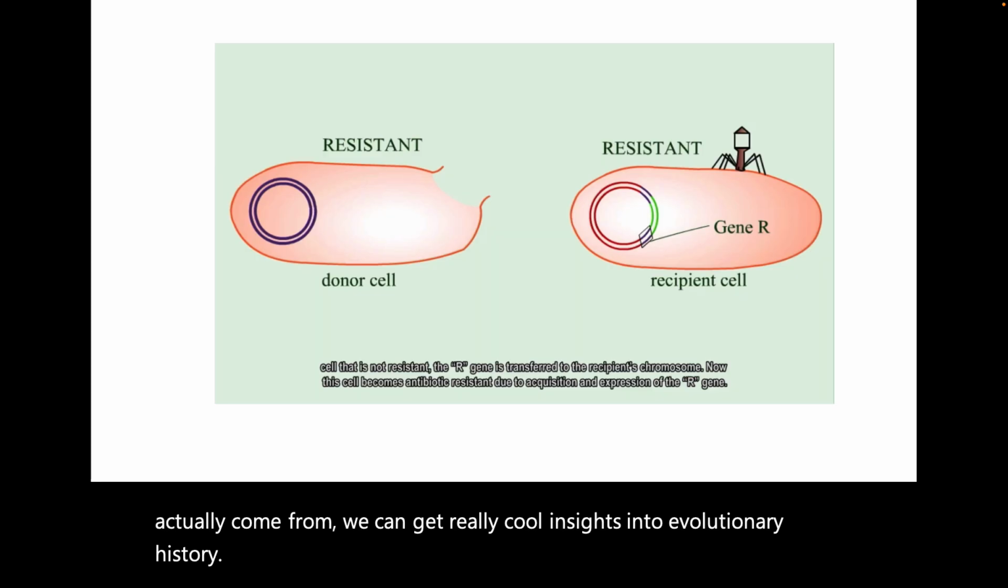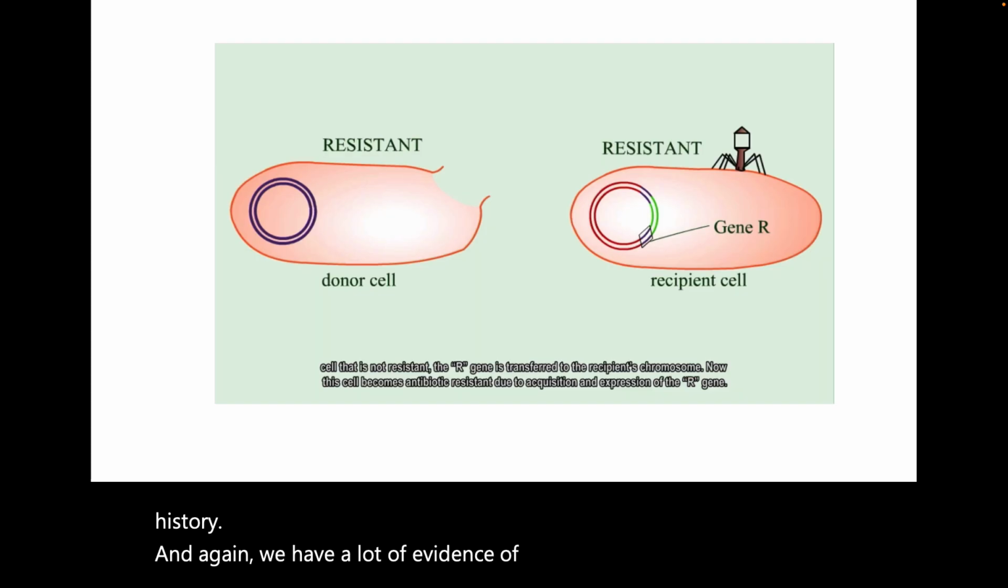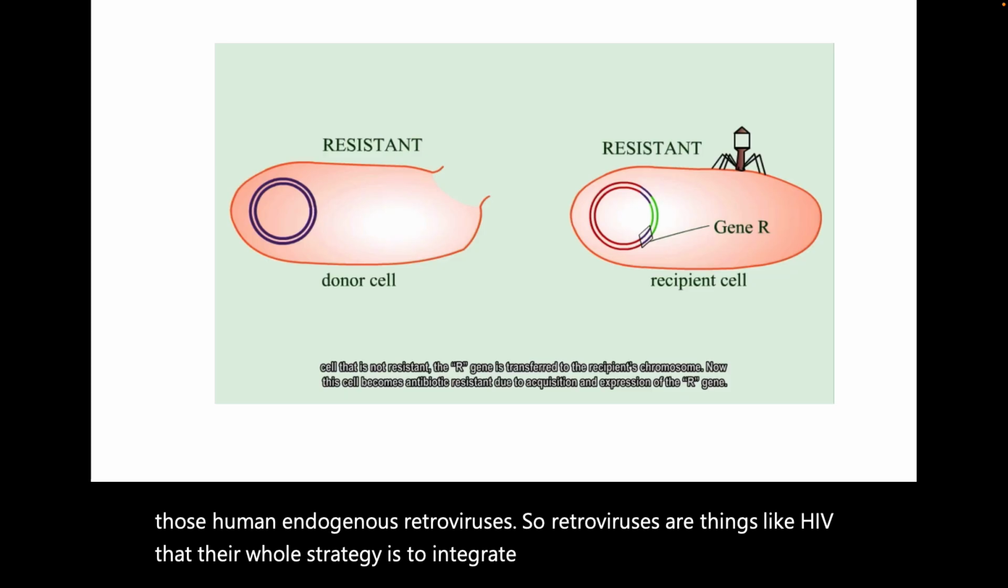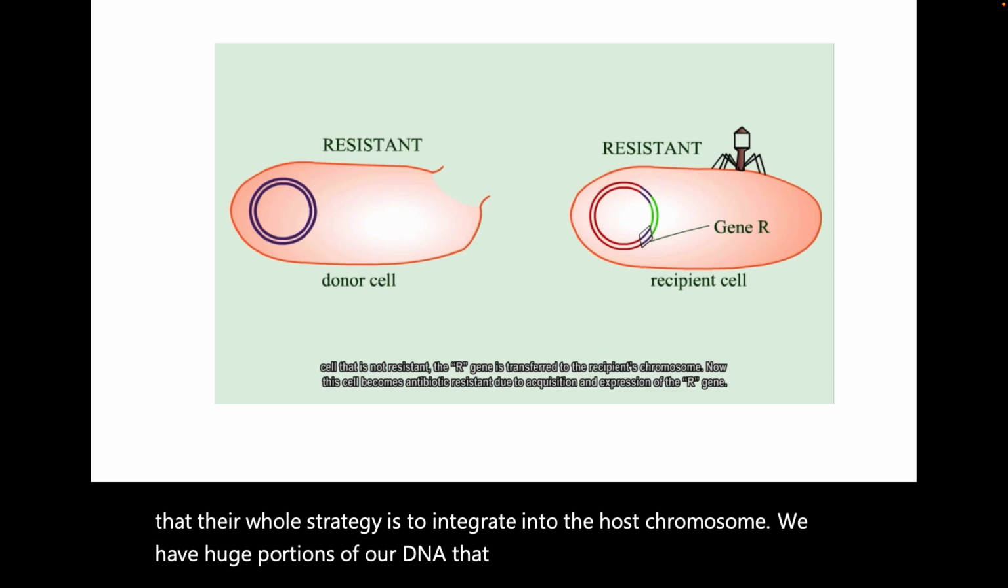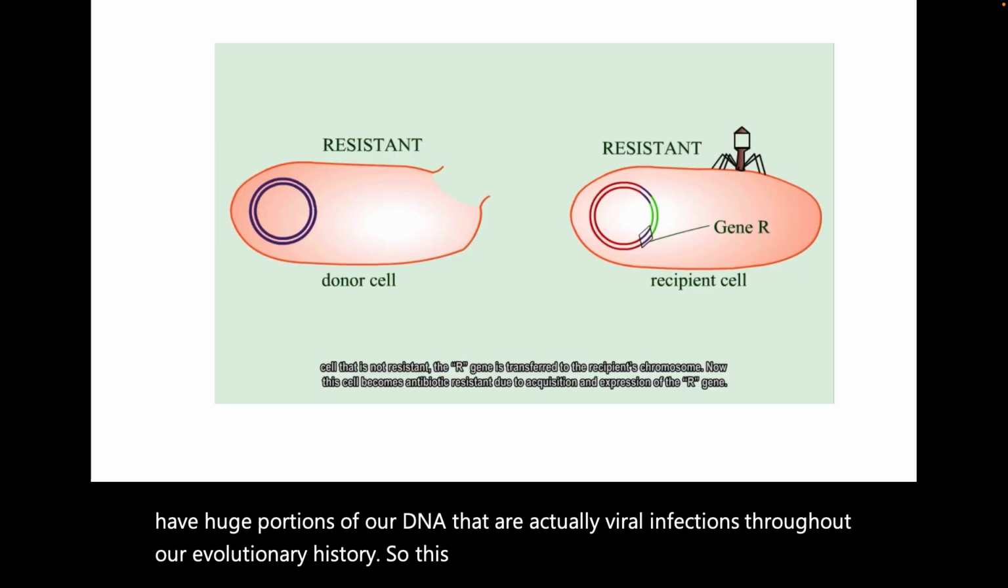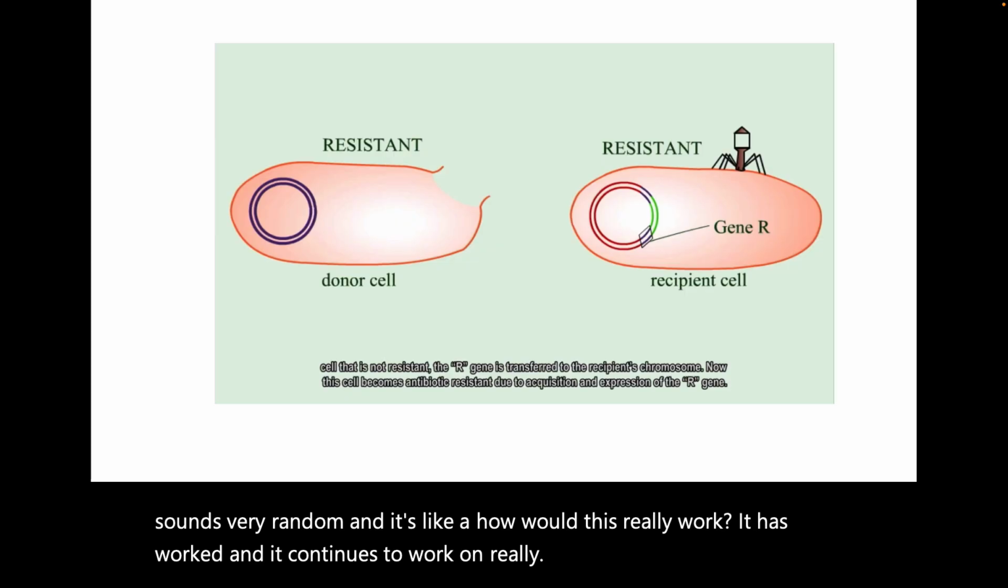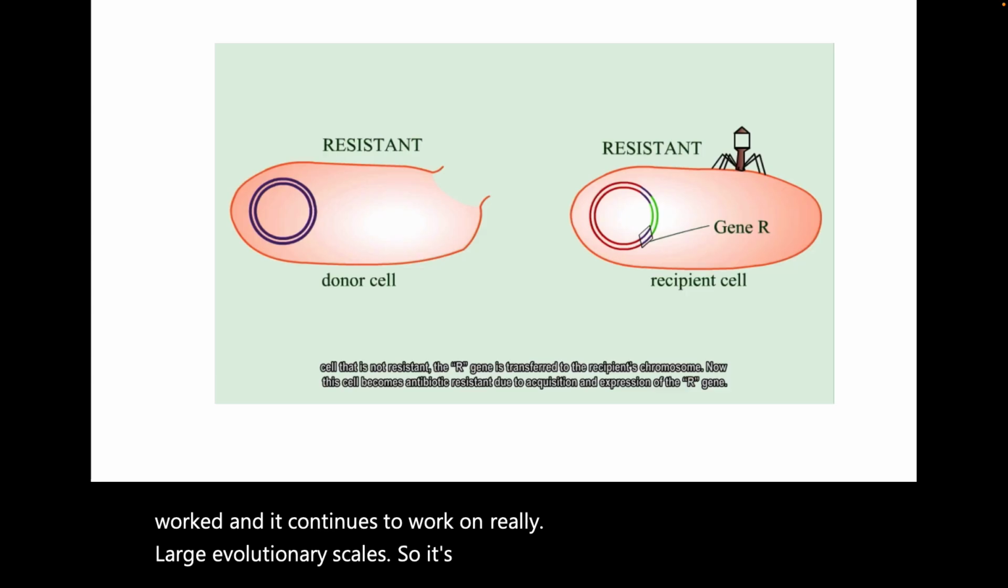And again, we have a lot of evidence of this in our junk DNA. We have those human endogenous retroviruses. So retroviruses are things like HIV that their whole strategy is to integrate into the host chromosome. We have huge portions of our DNA that are actually viral infections throughout our evolutionary history. So this type of strategy, even though, again, it sounds very random, and it's like, how would this really work? It has worked, and it continues to work on really large evolutionary scales. So it's a really cool phenomenon.